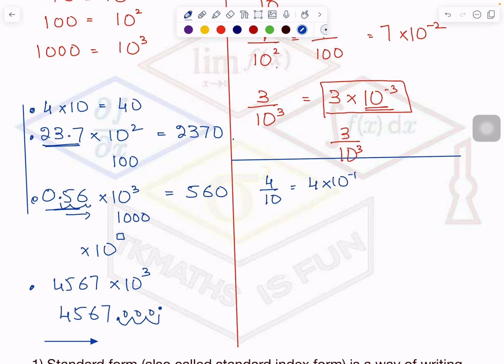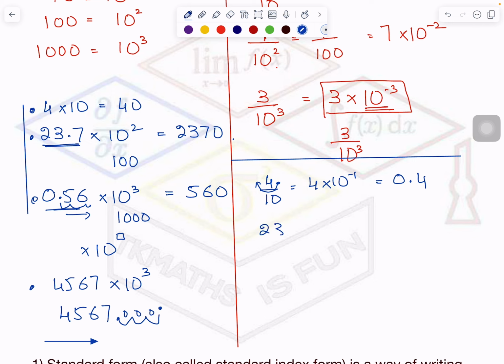Because it is divided by 10, the decimal will jump left. Right now the decimal is here. It will jump left. So when you divide, the decimal goes left, and with multiplication, the decimal goes right. So it will be 0.4.